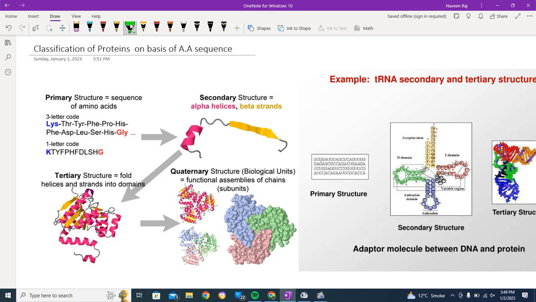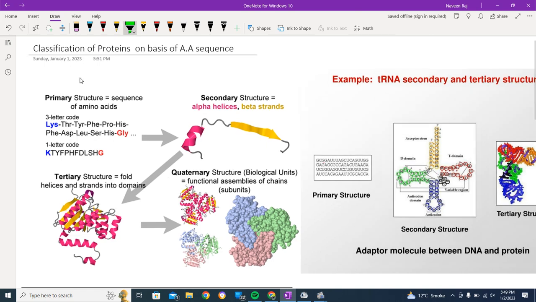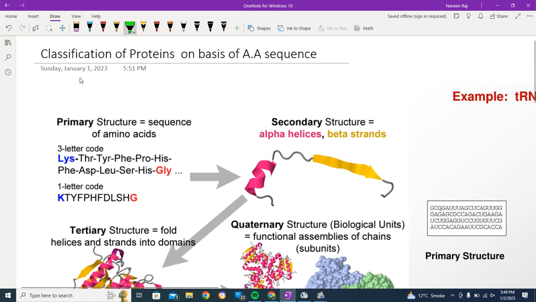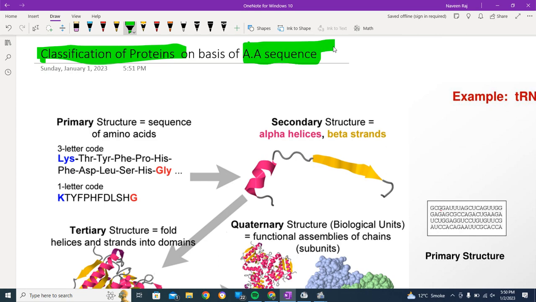Let's move forward. In today's video we have the classification of proteins on the basis of amino acid sequence. We have different classifications, such as the number of amino acids and the arrangement of the molecules or atoms. Today we are learning the basis of the amino acid sequence. So without wasting time, let's get into it.